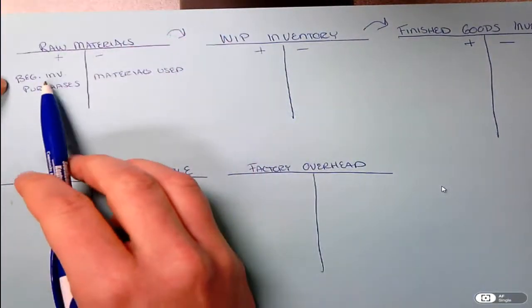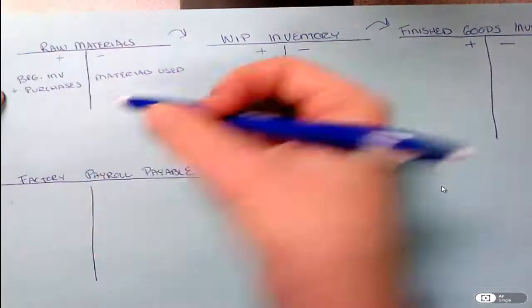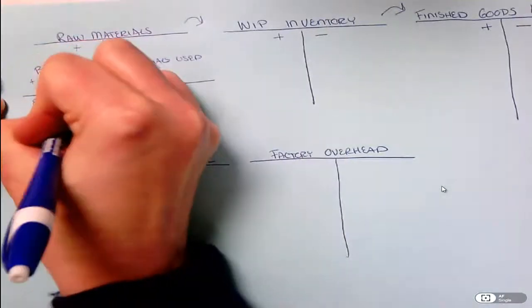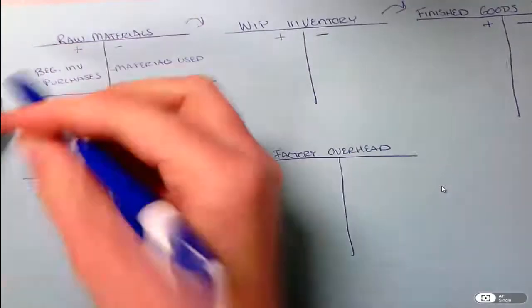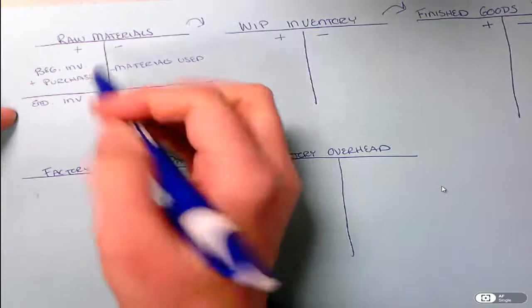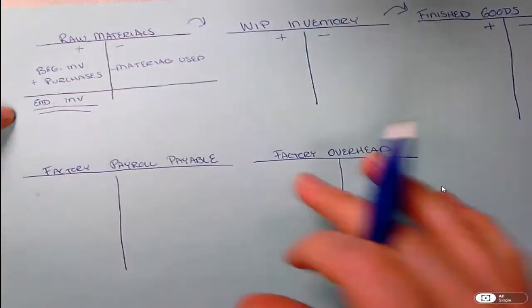So we start with beginning inventory, we add to that account any purchases, we take out of that account any materials that are used to get an ending balance. Remember, our balances are always showing up on the side, the normal side, the side that increases on. So our ending balance in raw materials will be a debit.